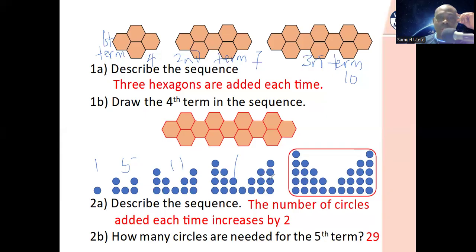So it will be easier to count first and write the numbers out, and then work from the numbers to get how many circles you need to draw. It's a very important skill. Make sure you don't forget about it. Then 2B is asking you how many circles are needed for the fifth term. Using this skill, I know that I'm going to need 29 circles. If you were asked to just state the number, you wouldn't even need to draw it out. You can just state the number by using this skill. Okay, let's move on.